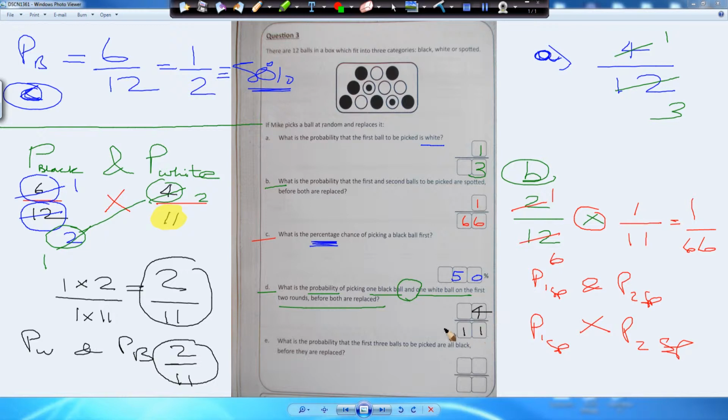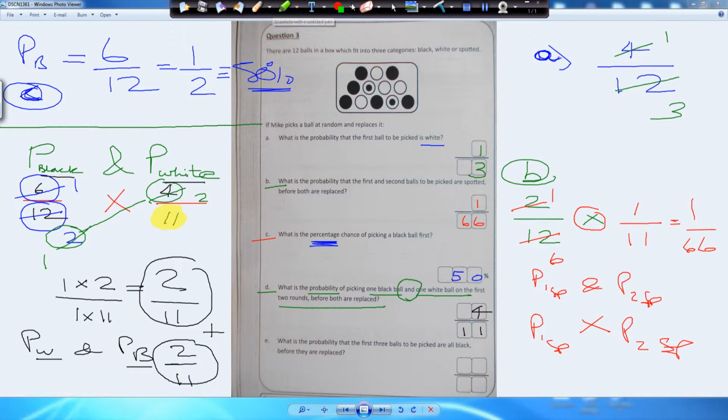So sorry, there wasn't a mistake, we just missed out half of the question. We hadn't considered both options of how we could get the white and black. The question goes a black and a white. You can get either black first and then white, or white first and then black. Add up the two possibilities and that will give us a total answer. Okay, lovely. Let's move on to the next question.